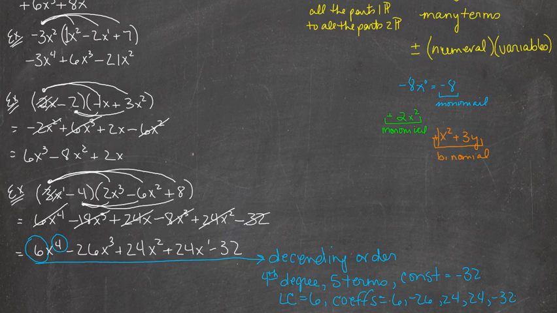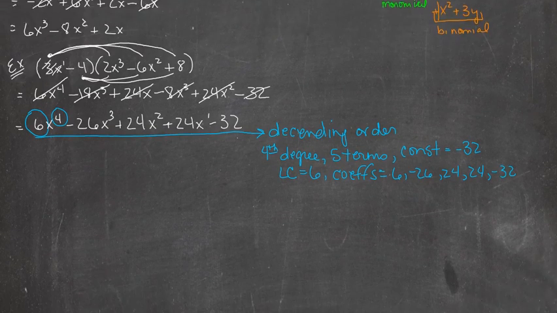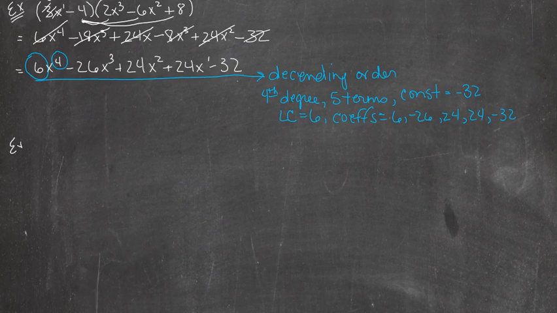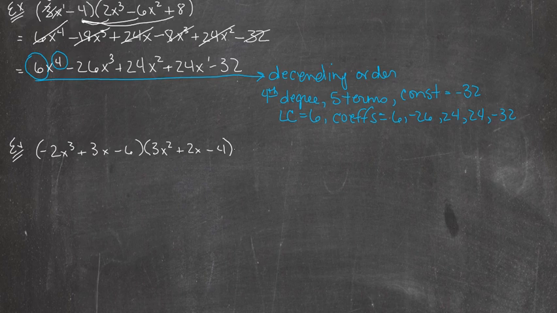Okay, I think we have just enough time. Let's multiply a trinomial times a trinomial. So, negative 2x cubed plus 3x minus 6, that's a trinomial, and we want to multiply it by another trinomial, 3x squared plus 2x minus 4. All right, we have a method. We're just going to use it.